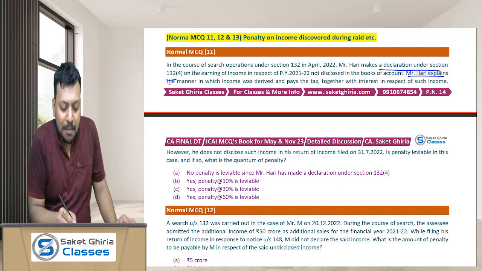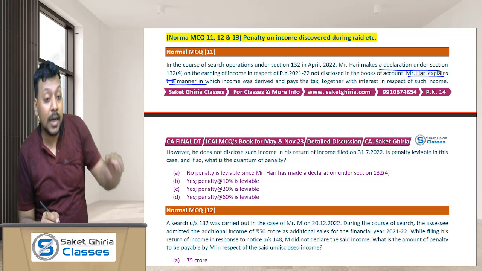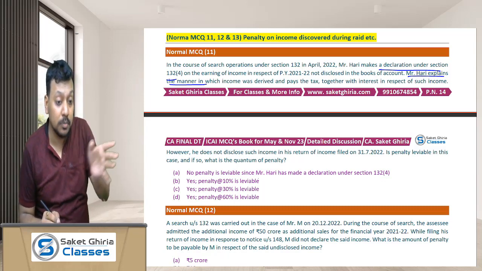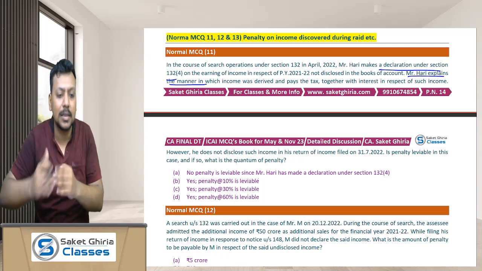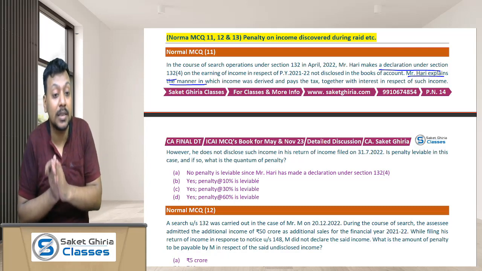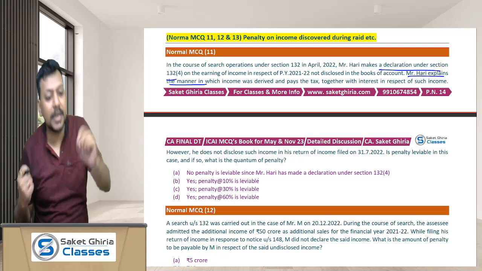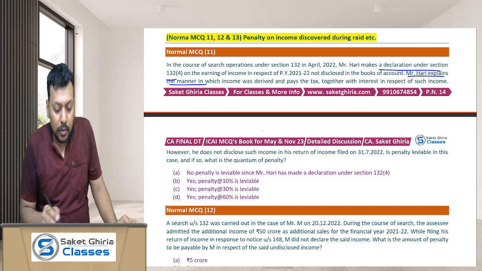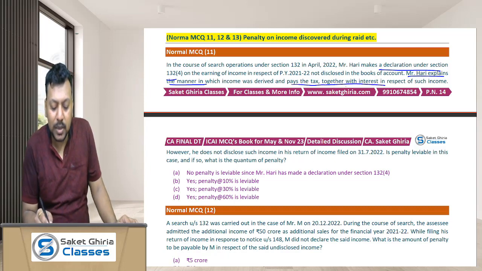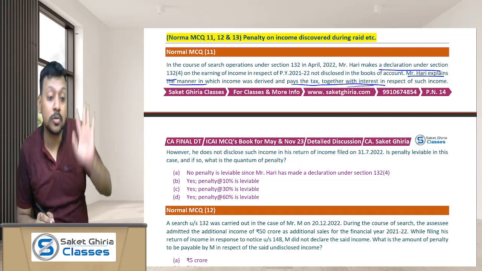Mr. Hari explains the manner in which the income was derived. Means another step is being completed by Mr. Hari. So Mr. Hari is moving towards the beneficial rate of penalty of 30%. Okay. Now also he pays the tax together with interest. Means third condition is also complied with.